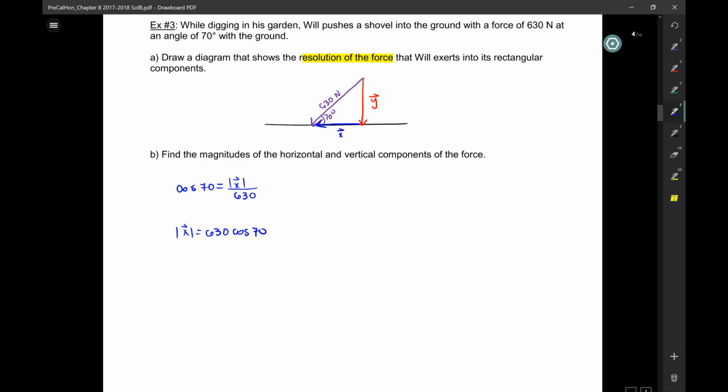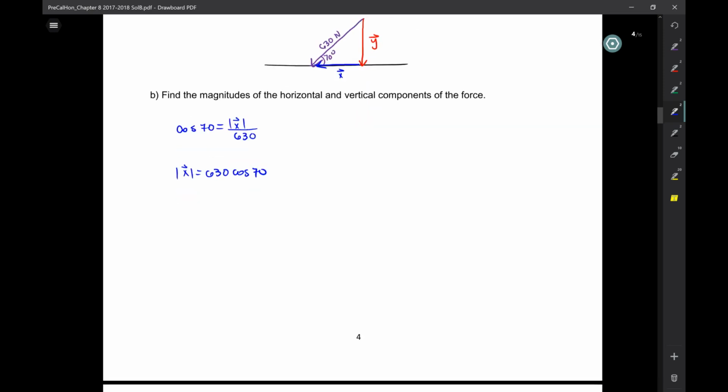How much is this? You're sure? Okay. So X is 215.47 newtons. That's the magnitude of X.